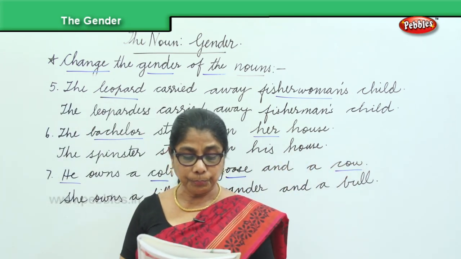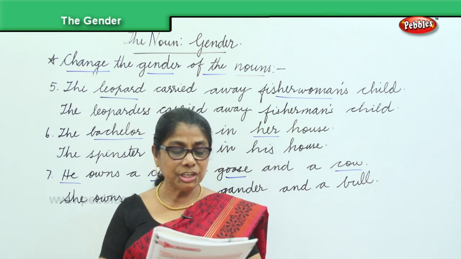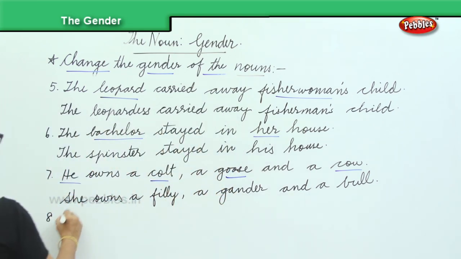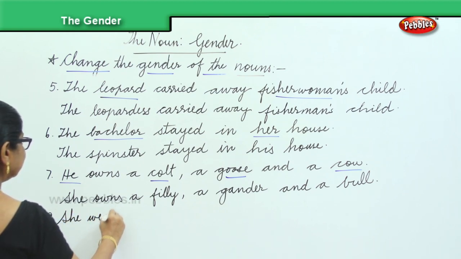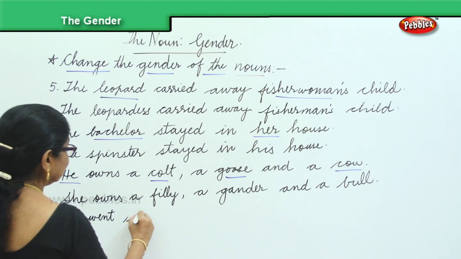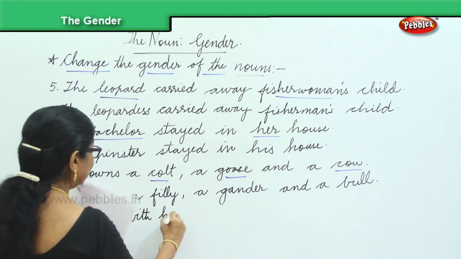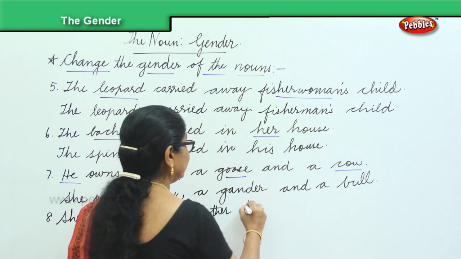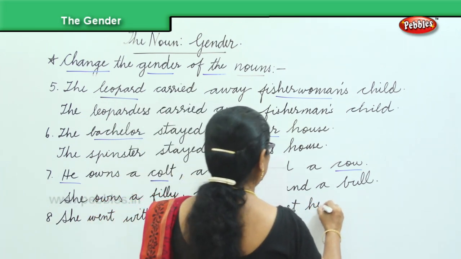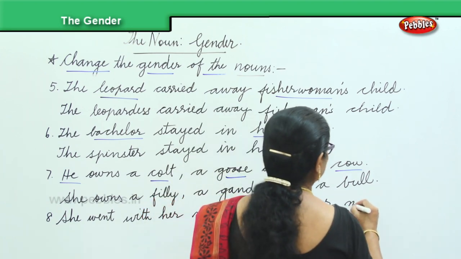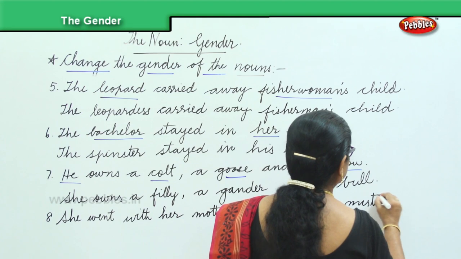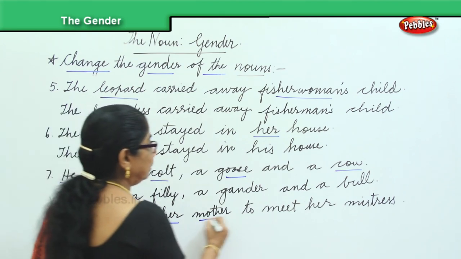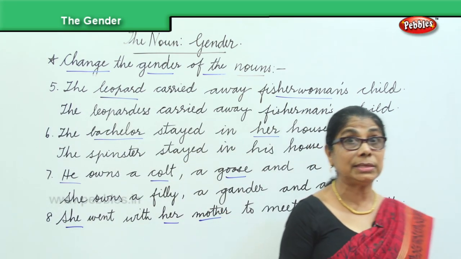Another sentence we need to do. She went with her mother to meet her mistress. That's it. Now, what is it we are going to change? We'll change she, her, mother, her, mistress. All this needs to be changed.